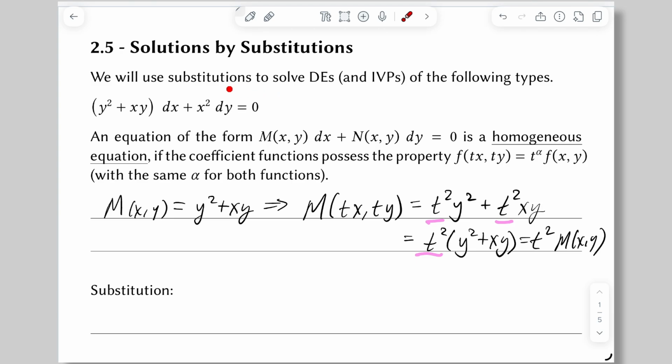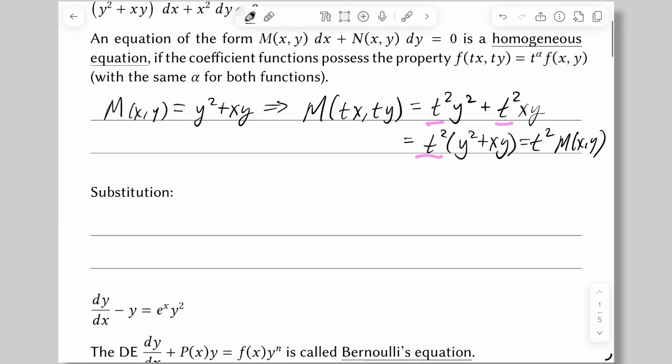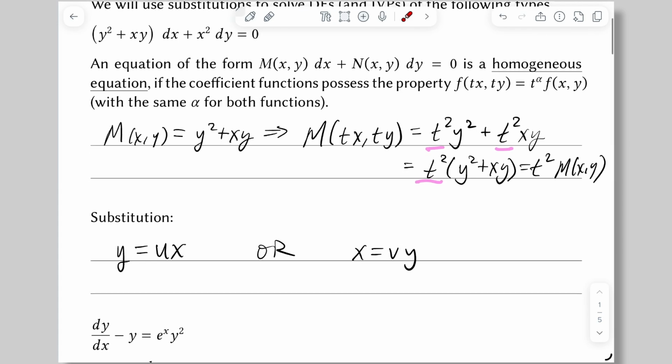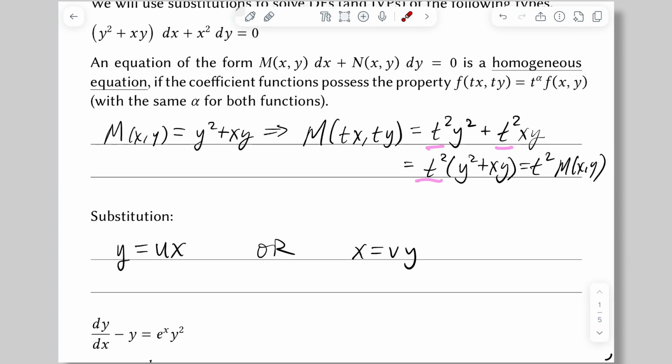We can see in this case that n equals x squared also possesses that same property, and that t squared is the same for both functions. That puts this in the category of a homogeneous equation. In the case of a homogeneous equation, the substitution is either y equals u times x, or it's x equals v times y. Our choice of u and v is completely arbitrary. That doesn't really matter. And either one of these substitutions would work. In order to see how you would pick between them, let's see how this plays out.